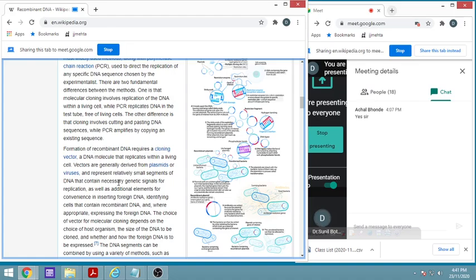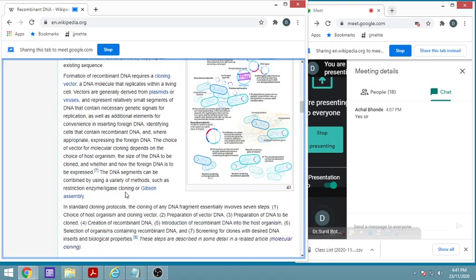Formation of recombinant DNA requires a cloning vector. It is a DNA molecule that replicates within a living cell. We have seen vectors just now in gene therapy. They are generally derived from plasmids or viruses, and they represent relatively small segments of DNA, and they are useful in the transportation of the DNAs.